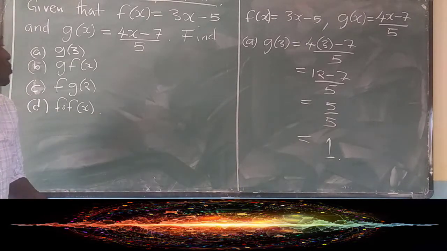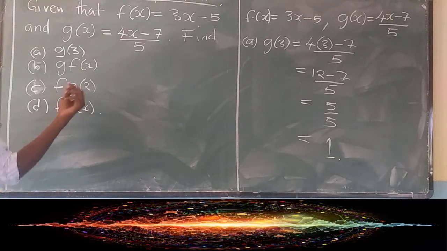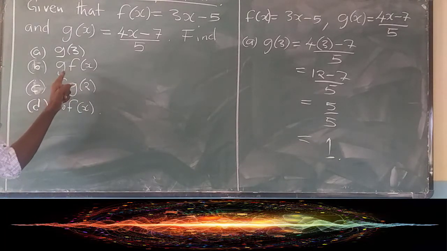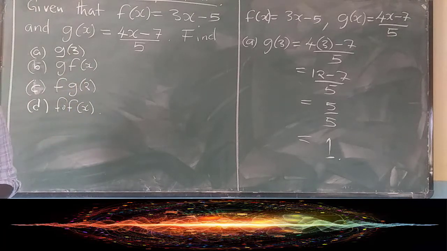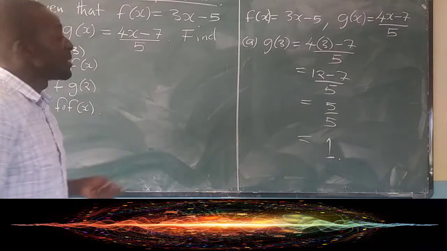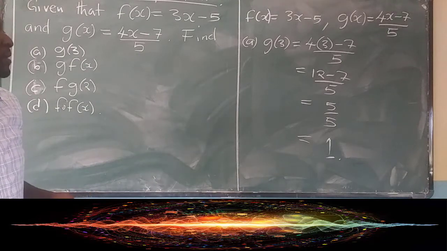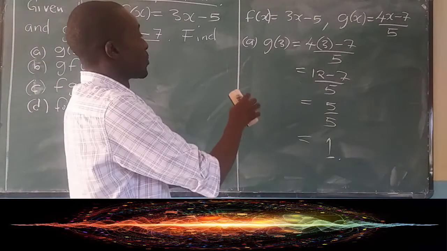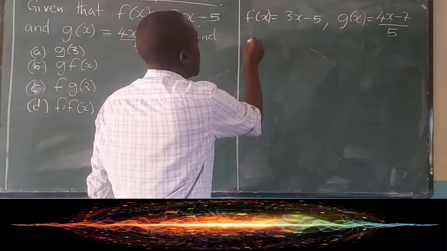So now let's get to our main examples for today. The first one, where we are finding what is called g of f of x. That's the way we read it. We say g of f of x. So we are going to example number 2, which is b.